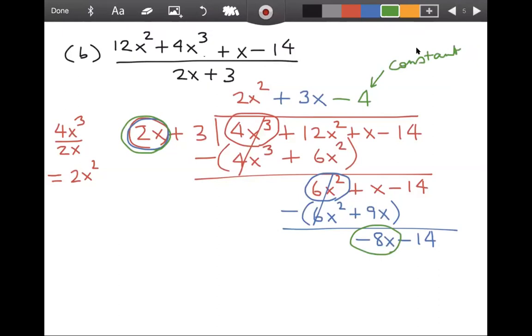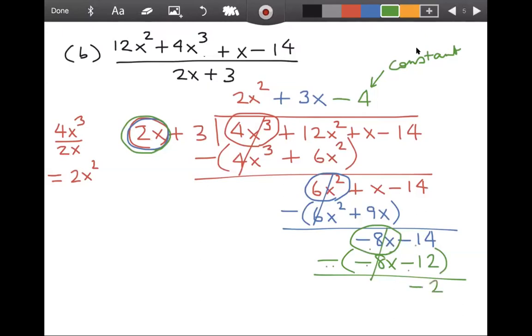So let's see. 2x into negative 8x goes negative 4. Negative 4 times 2x is negative 8x. Negative 4 times 3 is negative 12. Subtract the whole thing. Negative 8x plus 8x cancels. Negative 14 plus 12 is negative 2.